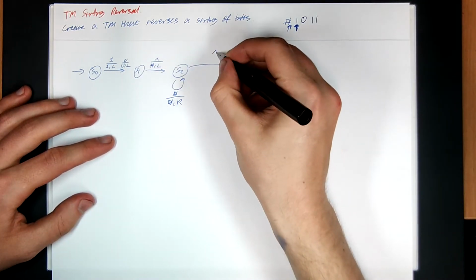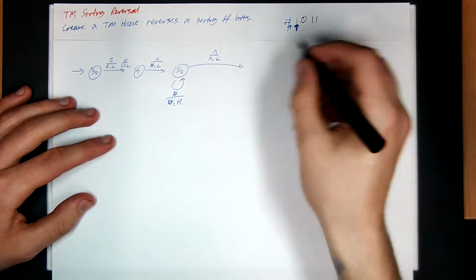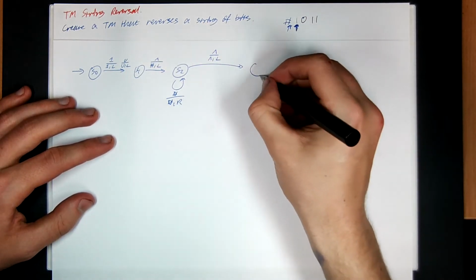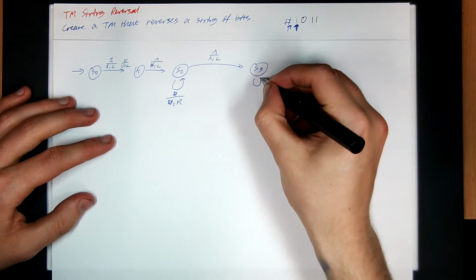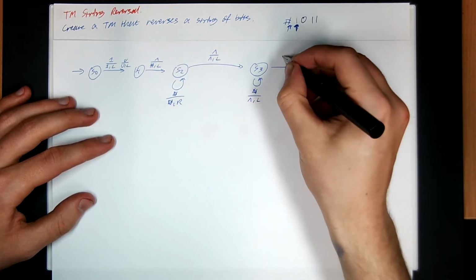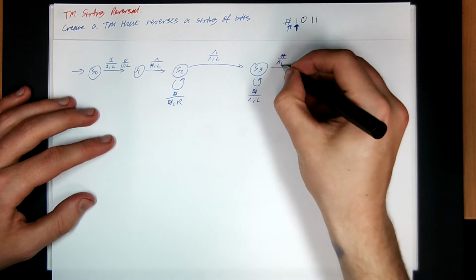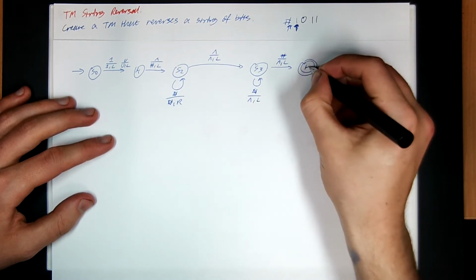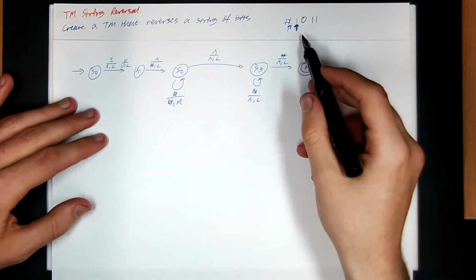If I see a blank, write a blank, move left, and then we want to delete all the stars and delete the hash. So if I see a star, wipe it out. And if I see a hash, wipe it out, move left, and then halt. Okay, so that will happen if there's no more bits to reverse.